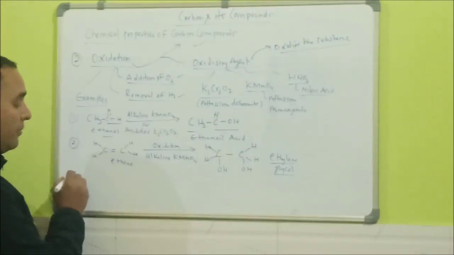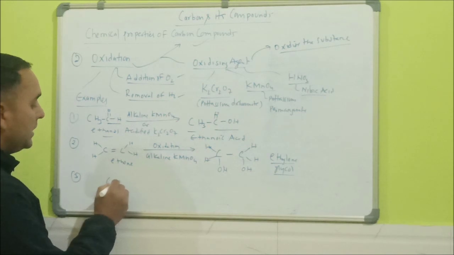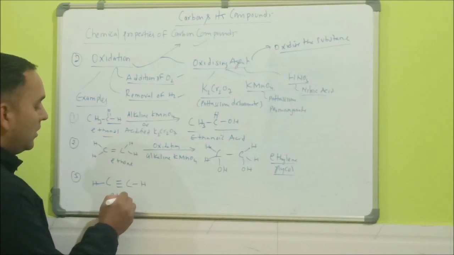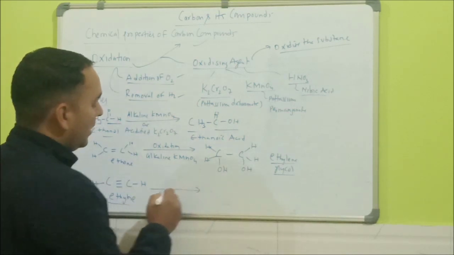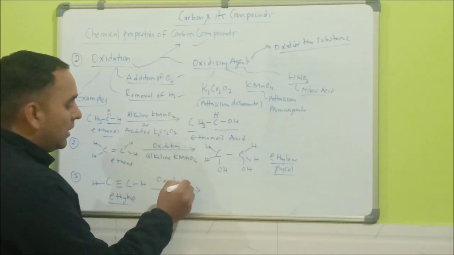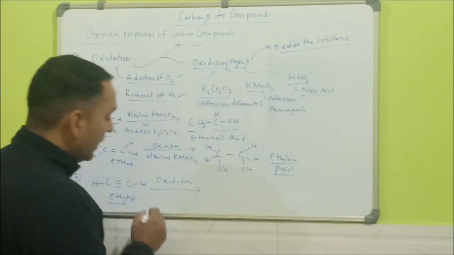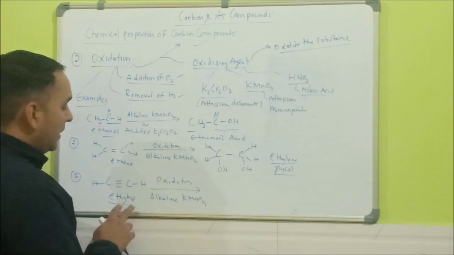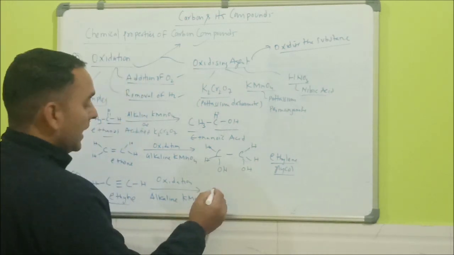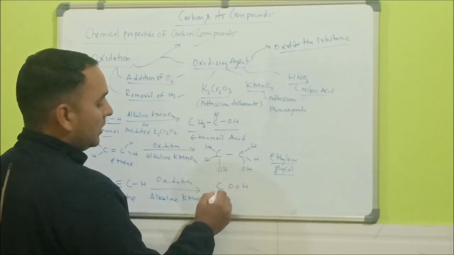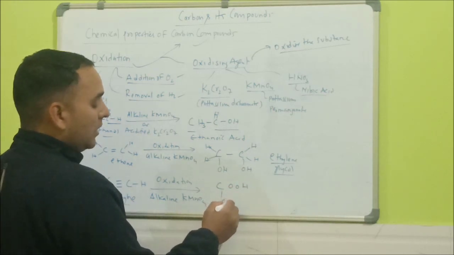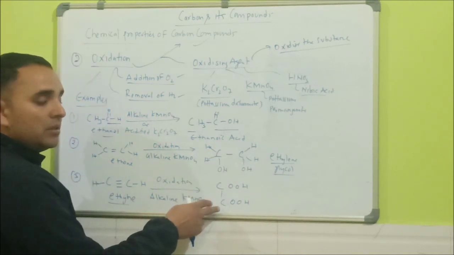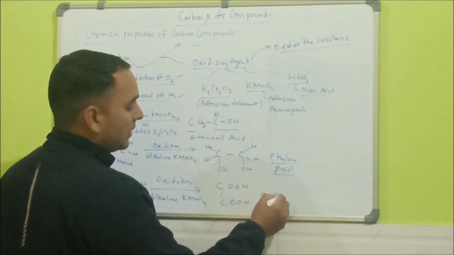Let us take the third example now. Here I am taking ethyne, CH triple bond CH. It is called ethyne. When ethyne undergoes oxidation in the presence of alkaline KMnO4, alkaline potassium permanganate, it forms oxalic acid, COOH. This carbon is bonded with another carbon which is also of oic acid. So COOH is bonded with another COOH. It is called oxalic acid.